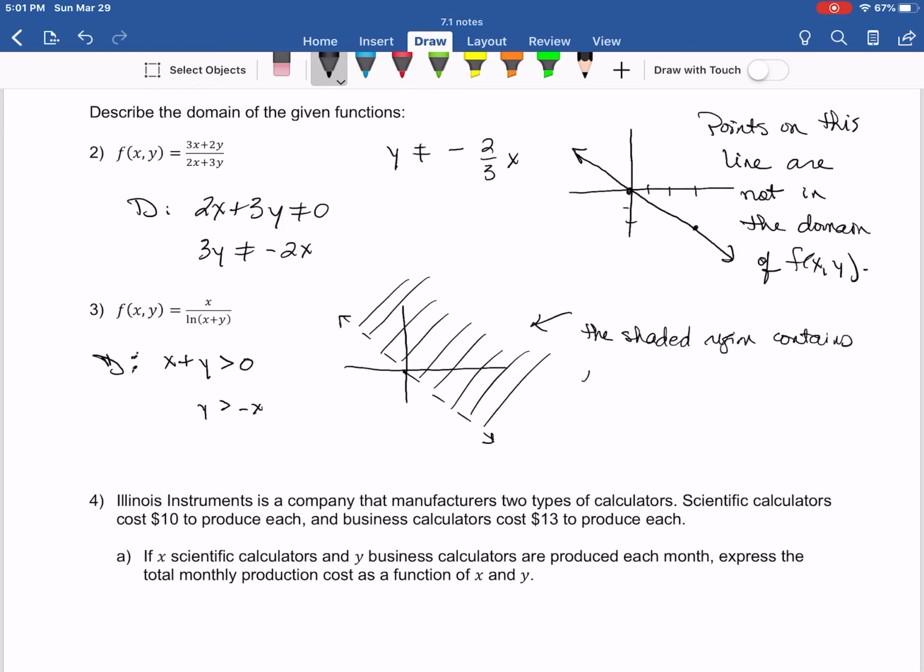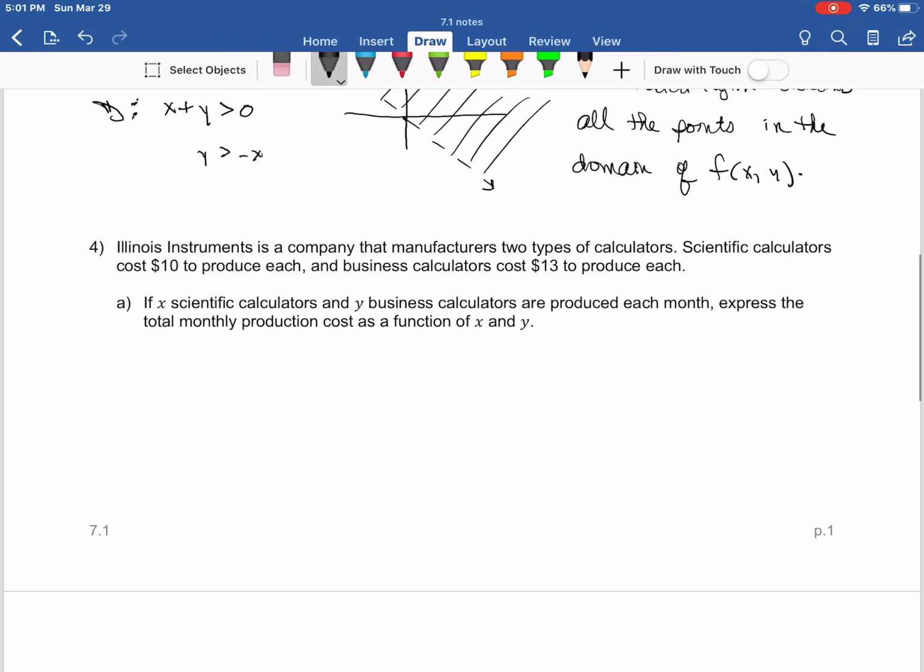So this contains all of the points in the domain of f of x, y. Okay. Example number 4, what do we have?